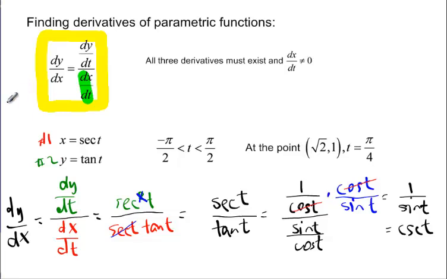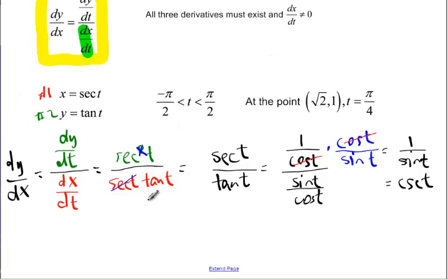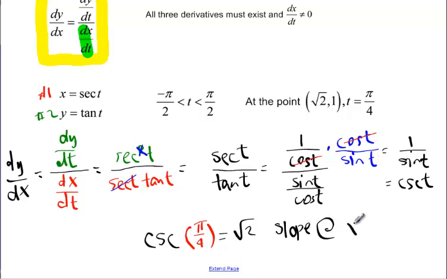The second thing that it wants us to do is find the derivative at this point, square root of 2, 1. At the point square root of 2 over 1, or when t is equal to pi over 4. So we just take this cosecant and we put pi over 4 in for t. And again, this is on your trig card, and you can look at it. So we get the square root of 2. That's the slope of the tangent line at t equals pi over 4.